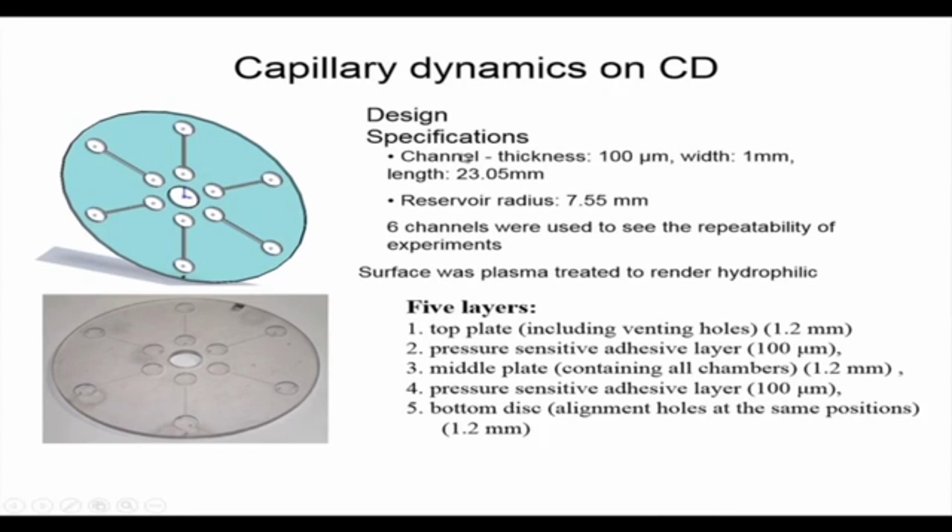So typical design specification, channels with thickness 100 micron, width 1 millimeter and length 23.05 millimeter. From this you can clearly understand that this is definitely not the length that we try to design initially. So 0.05 millimeter nobody will try to design, but this is based on what eventually we got after our manufacturing. Reservoir radius 7.55 millimeter, 6 channels were used to see the repeatability of the experiment, and surface was plasma treated to render hydrophilic. Okay.